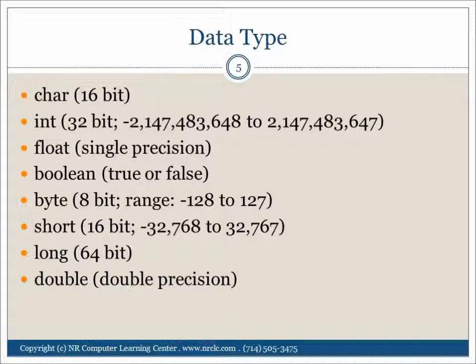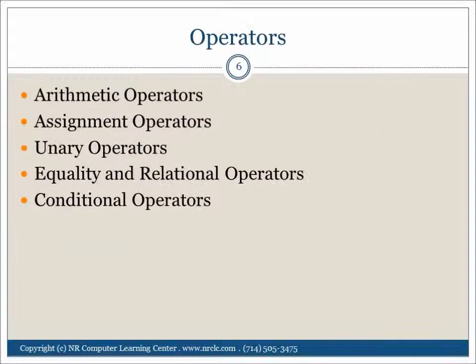It can be an integer, meaning only integer values like 1 or 2, but not 1.5. Then you have float, which is for real numbers, like when you're dealing with money. You have boolean, you have byte, short, long, and double. So those are the different data types that a variable can have. In the program, you need to let the computer know what type of variable it's going to be, so it can allocate the space for that value in the memory.